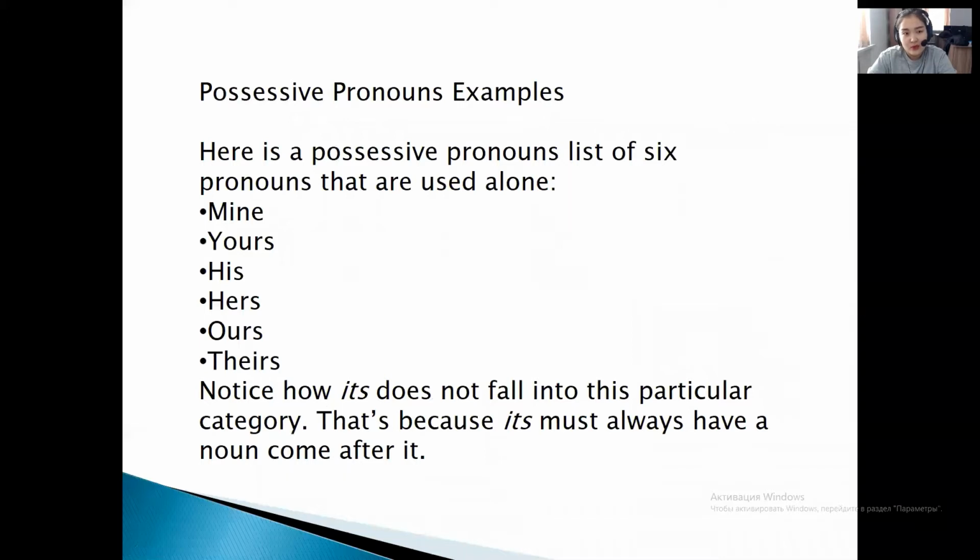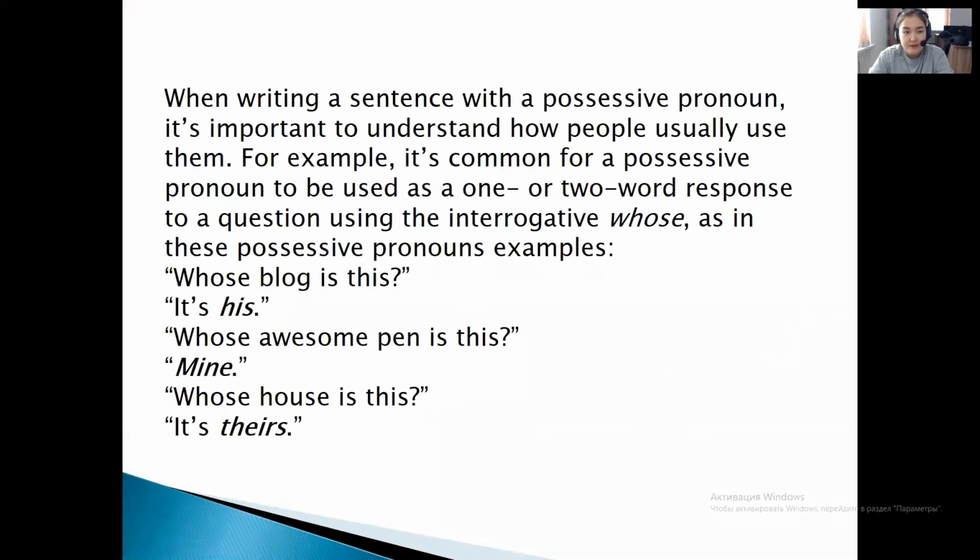Possessive pronouns examples. Here is a possessive pronouns list of 6 pronouns that are used alone. Mine, yours, his, hers, ours, theirs. Notice how its does not fall into this particular category. That's because it must always have a noun come after it.